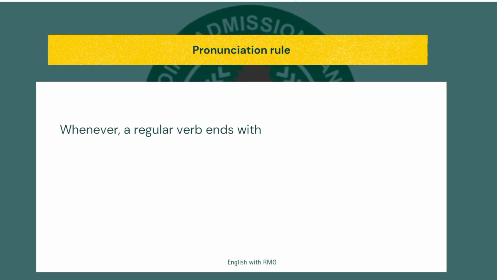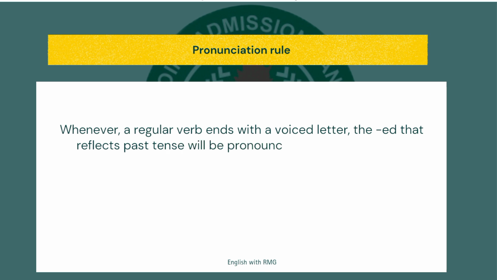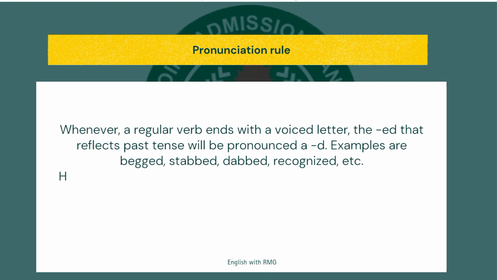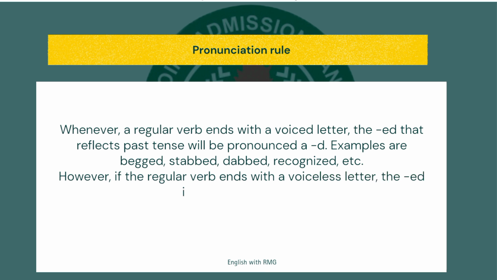So there is a pronunciation rule I also need you to pay attention to. Whenever a regular verb ends with a voiced letter, the ed that reflects past tense will be pronounced as D. Examples are beg. Beg ends with g, which is a voiced consonant. So when you want to pronounce the past tense, you are going to say begged. Stab ends with b, a voiced letter. So when you want to pronounce the past tense, you say stabbed.